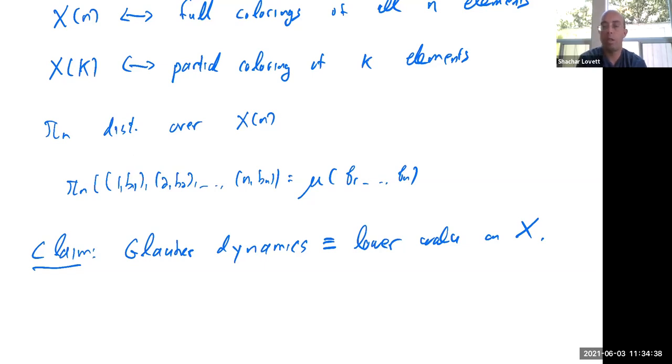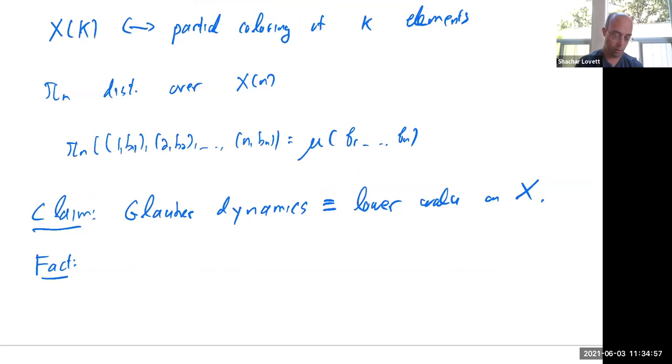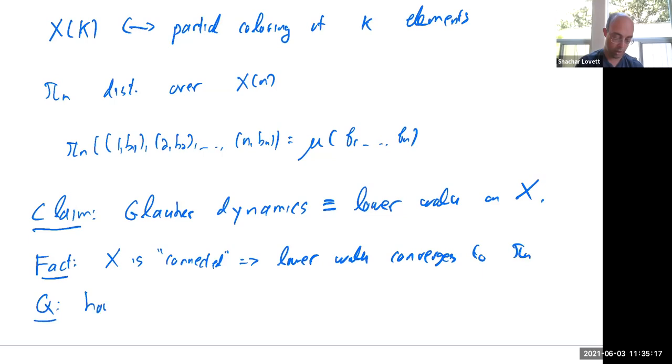And the question again is, how do we analyze it? So again, we know from the general techniques we've seen that the lower walk always converges to pi n, by the same fact as before. Let's say that if x is, again, let's call this connected, then the lower walk converges to pi n, and again the question is going to be how fast.